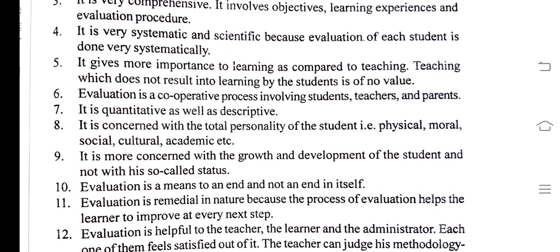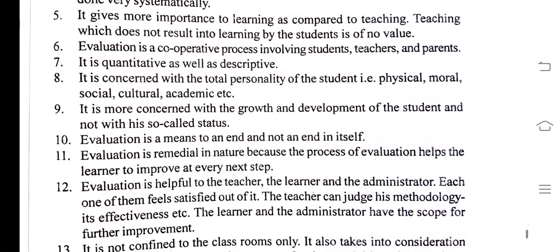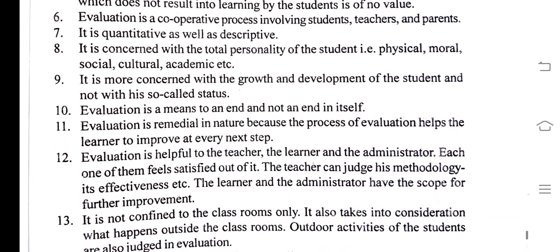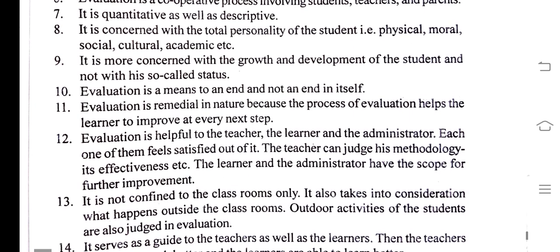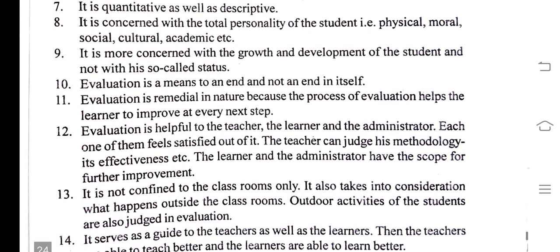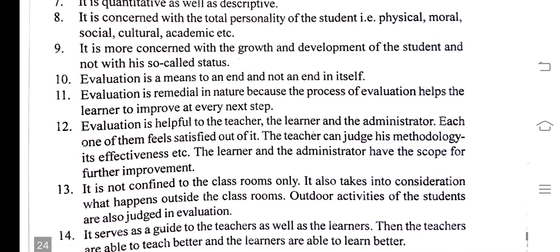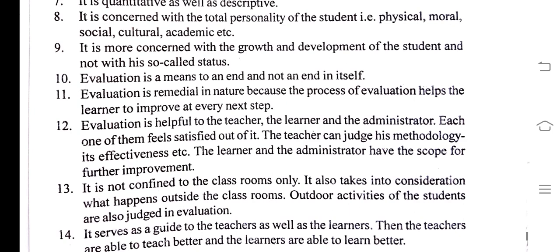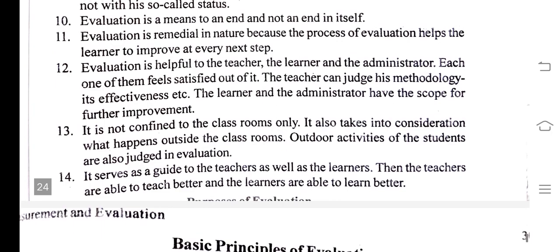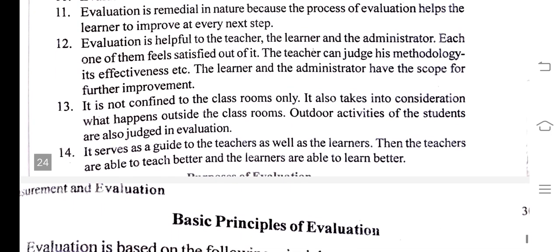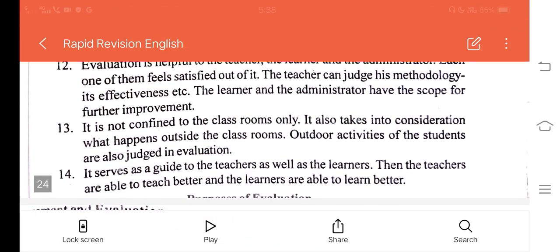Evaluation is remedial in nature because the process of evaluation helps the learner to improve at every next step. Evaluation is helpful to the teacher, the learner, and the administrator. It is not confined to the classroom only. It also takes into consideration what happens outside the classroom. It serves as a guide to the teacher as well as the learners.